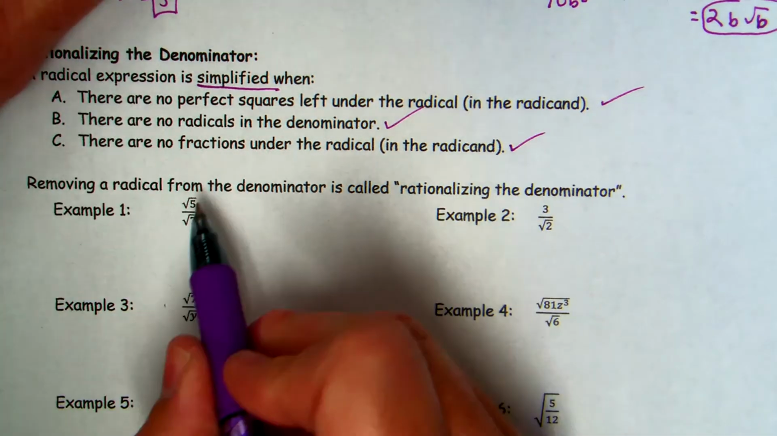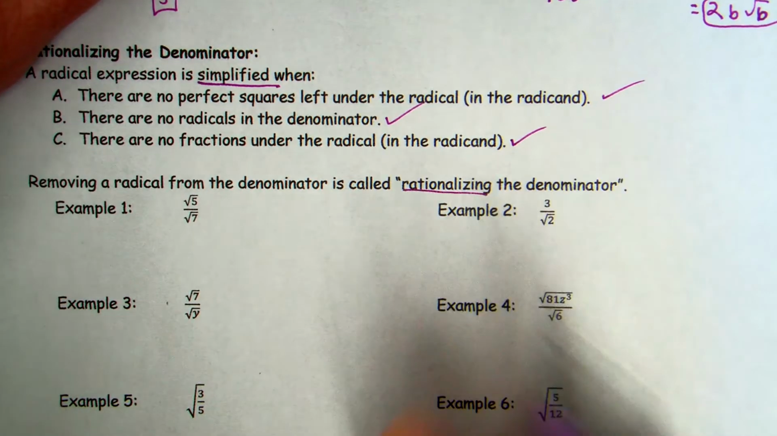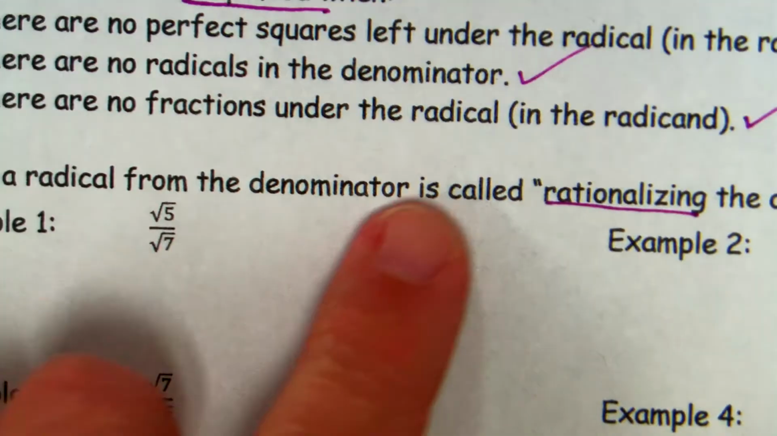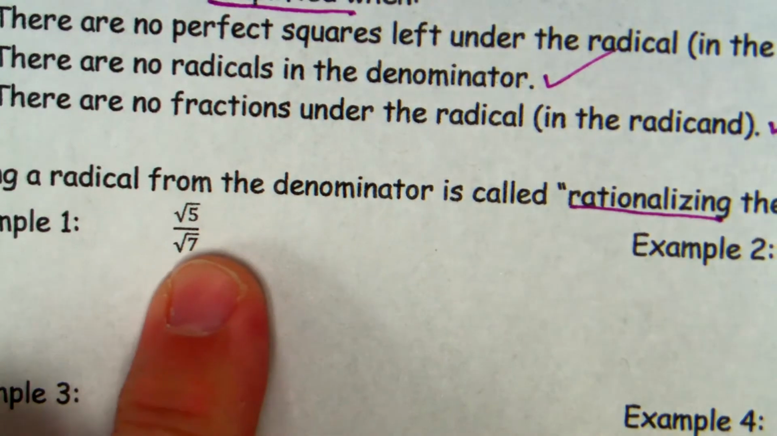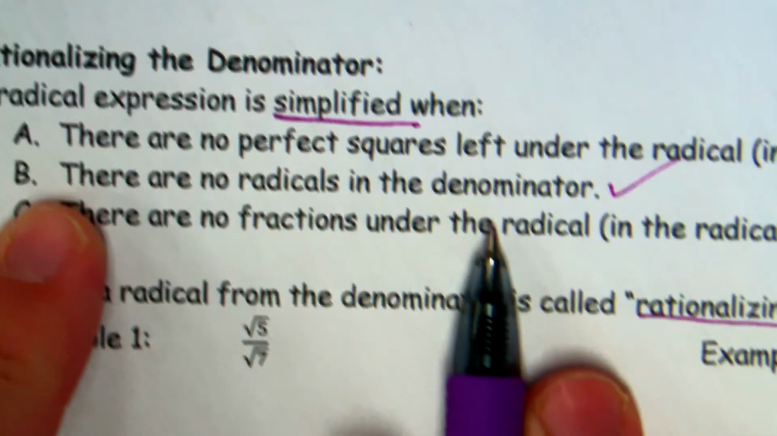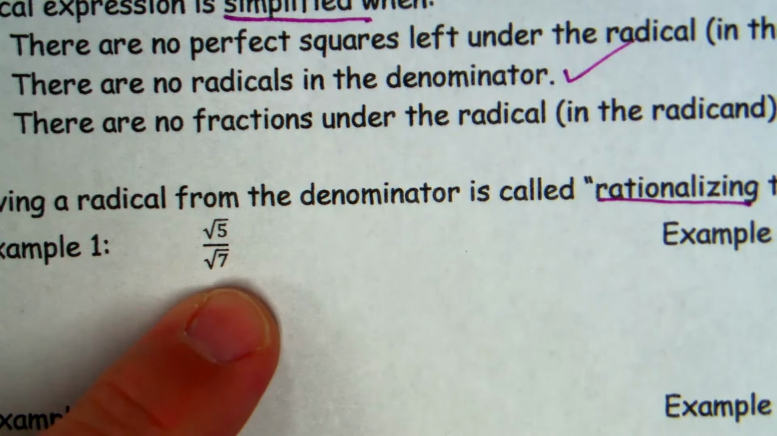Now, when we're trying to remove a radical from the denominator, we use the term rationalizing to explain the process. Take a look here. In example 1, radical 5 over radical 7 violates rule B. No radicals in the denominator. So I need to get rid of it.